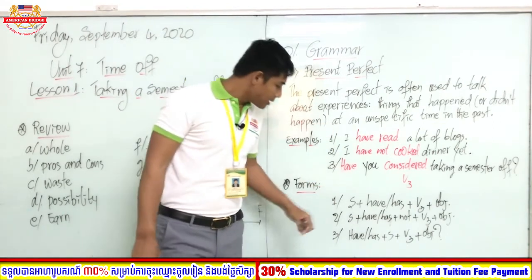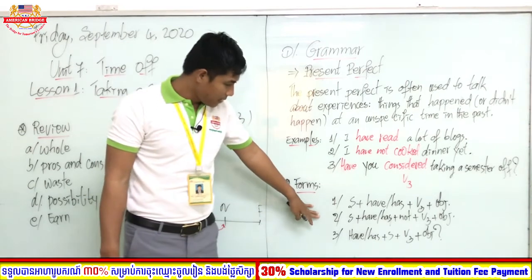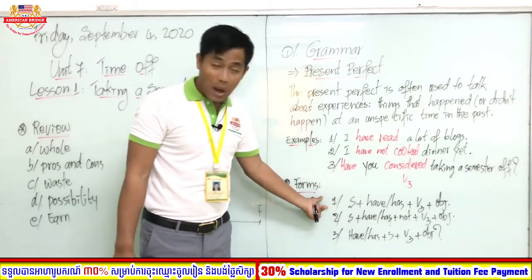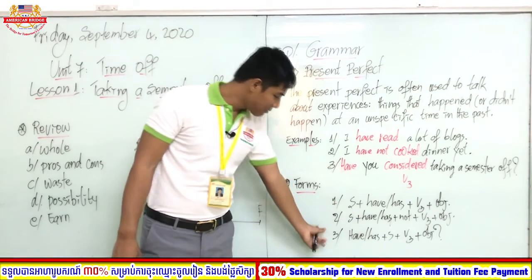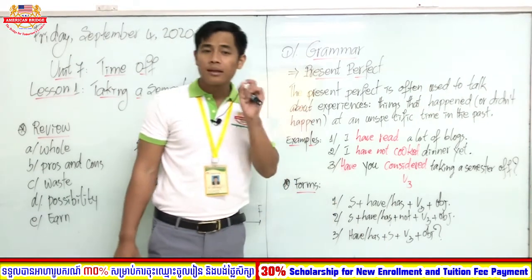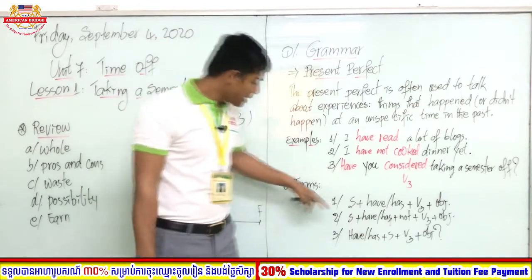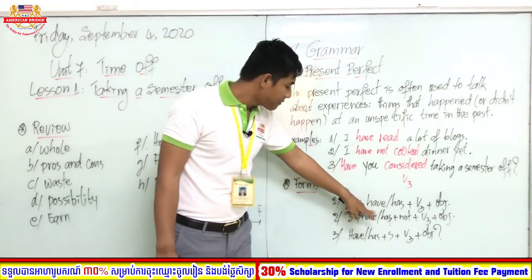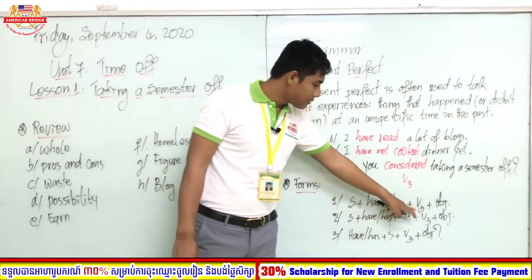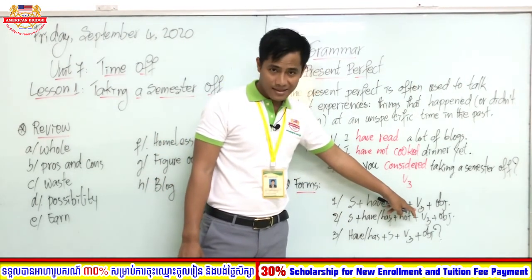So teacher has three forms for you over here. The first form is positive, the second is negative, and the third is question. Let's see the positive form. The subject is I, right? Subject plus have or has, plus verb 3. Verb 3 means past participle.